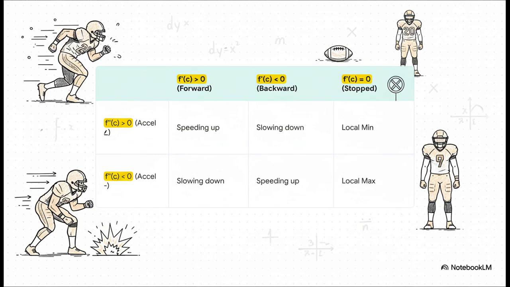This table really puts it all together. It shows how combining velocity, the first derivative, and acceleration, the second derivative, tells you the whole story. For instance, look at that top left box. Positive velocity and positive acceleration, that means the player is moving forward and hitting the gas. But compare that to the bottom left. They're still moving forward, but their acceleration is negative. That means they're hitting the brakes, maybe bracing for a tackle. Every single box here tells a different story about a player's motion.